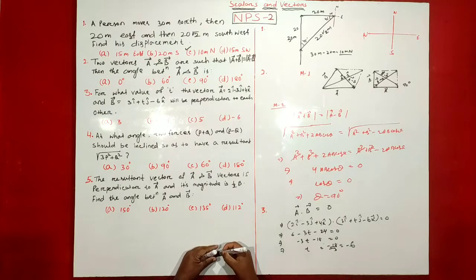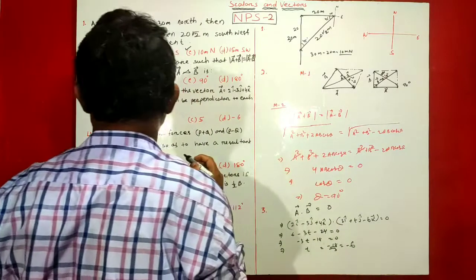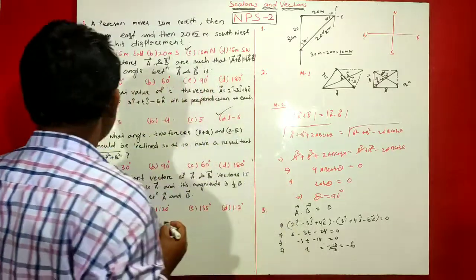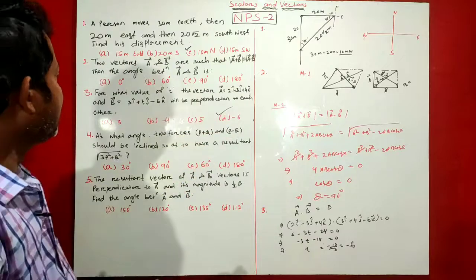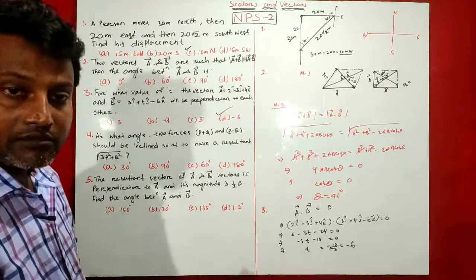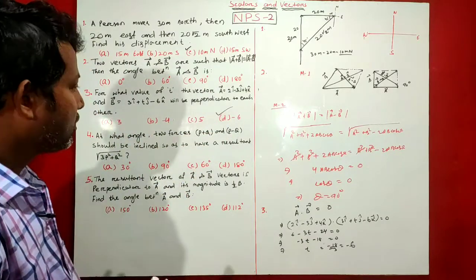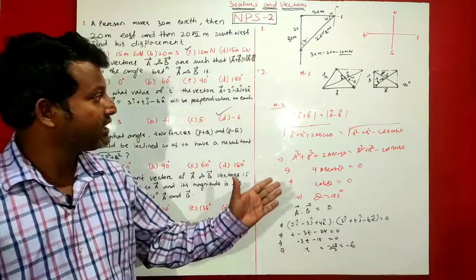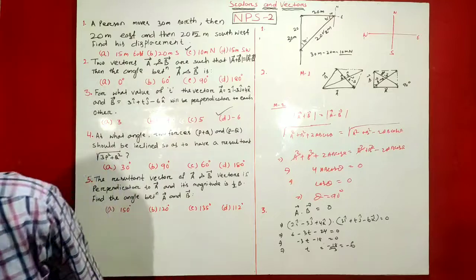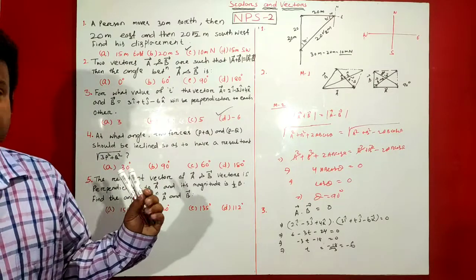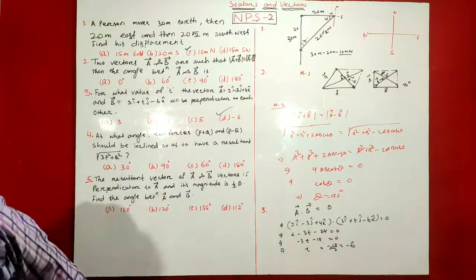So guys, our answer is minus 6. The value of t will be minus 6. Then these two vectors become perpendicular to each other. So guys, please take the screenshot. I am going to erase.